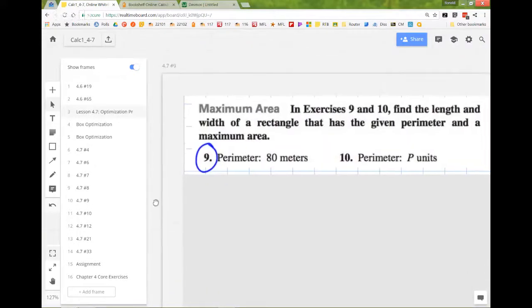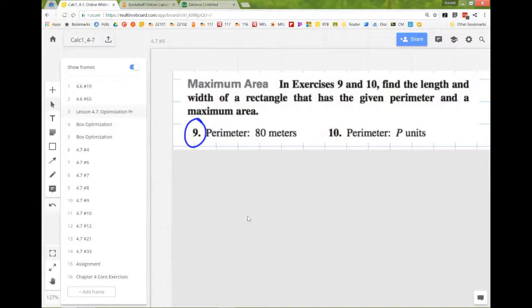Let's go to number 9. So now we have a new set of directions here. This time it says in 9 and 10, and notice 9 is an odd, find the length and width of a rectangle that has a given perimeter and a maximum area. So the perimeter is given to be 80 meters in number 9, and you're supposed to figure out a way so that the area is a maximum. So we're jumping from perimeter to area. Okay.